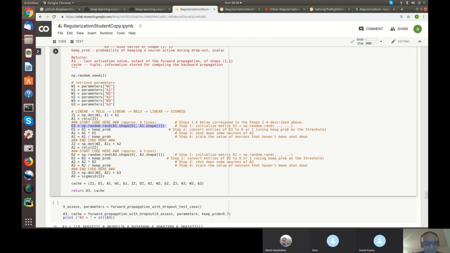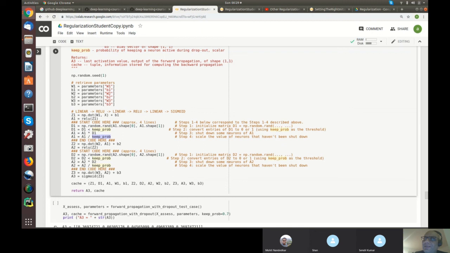So on average, if the keep probability is 0.8, then about 80% of them will be lower, and those will be true, the rest will be false. Then we multiply the activations matrix with D1. And this was the part where Shantanu had pointed out.